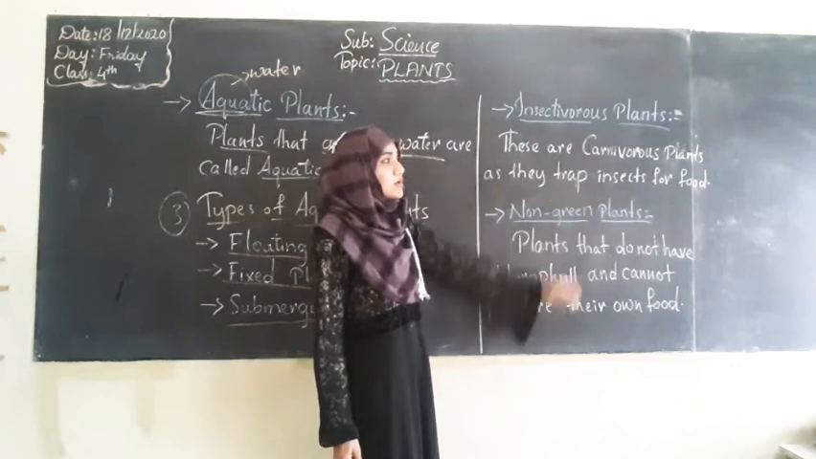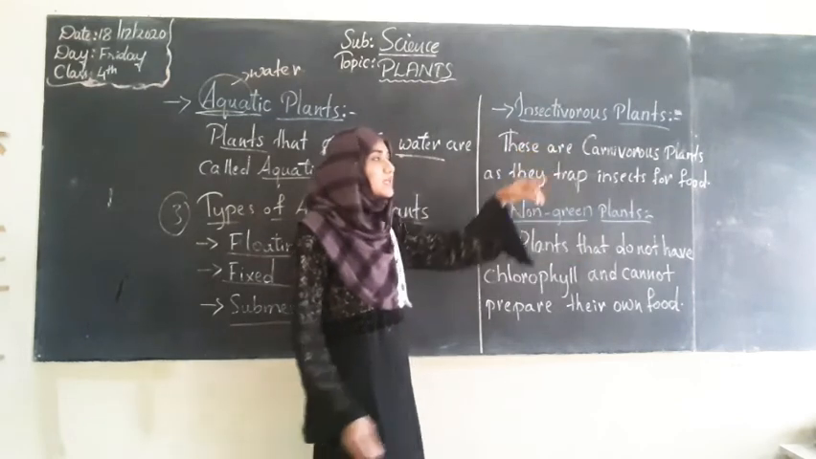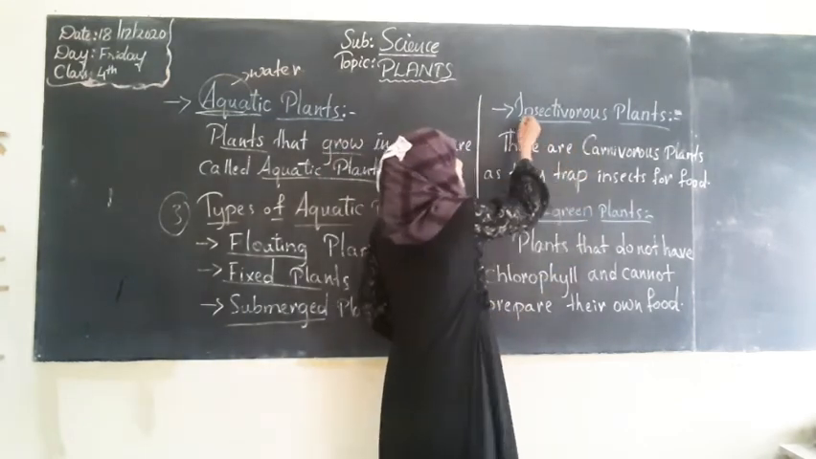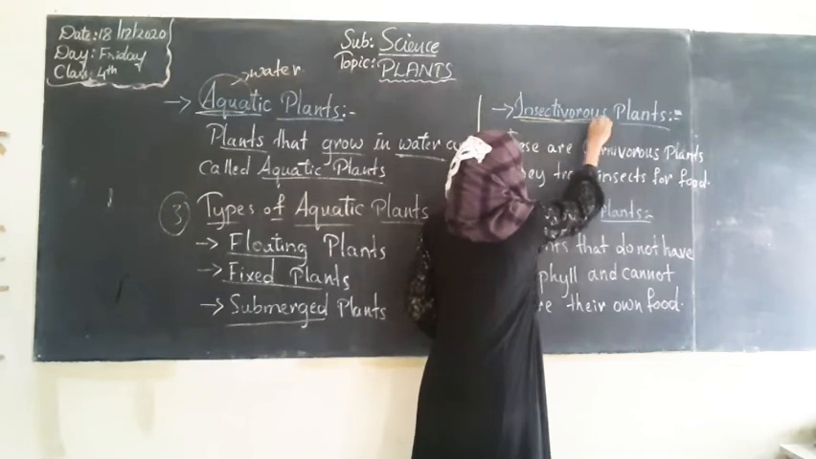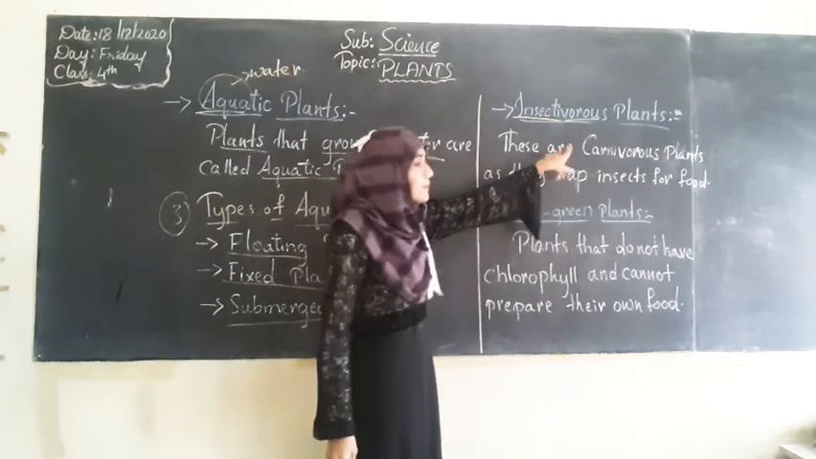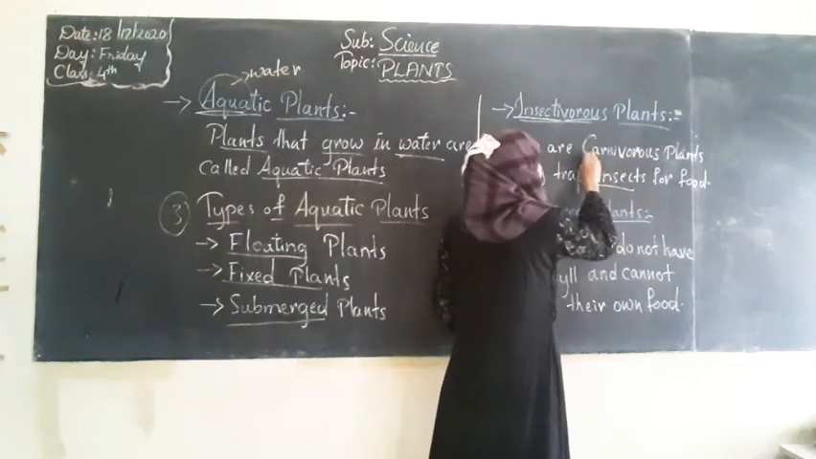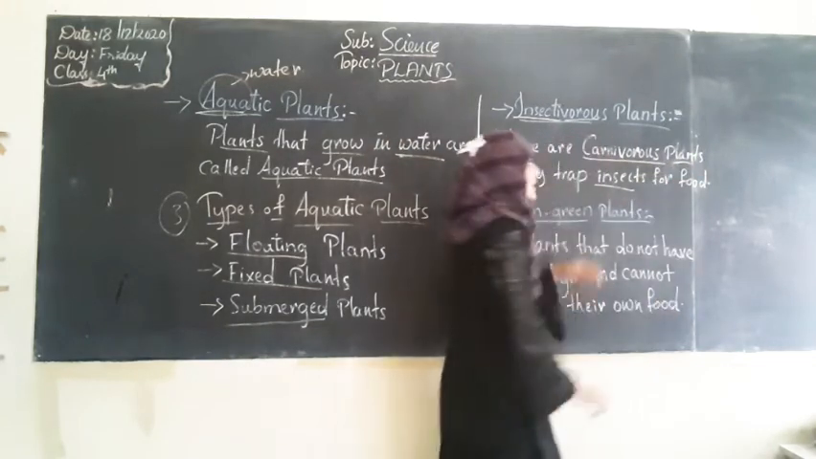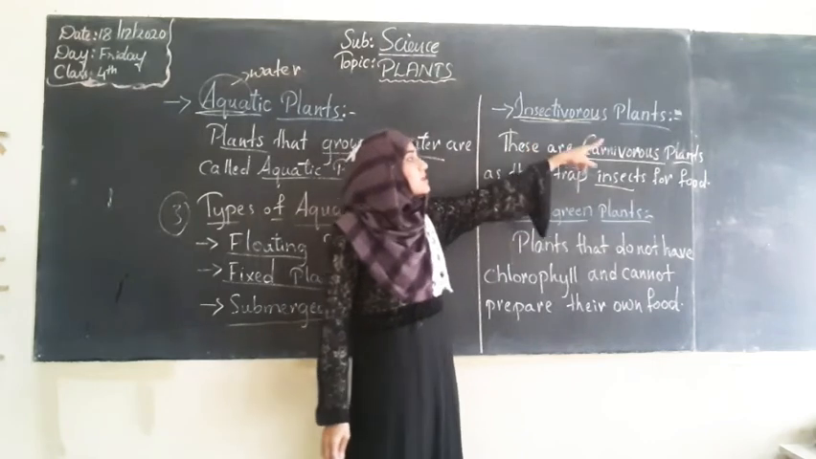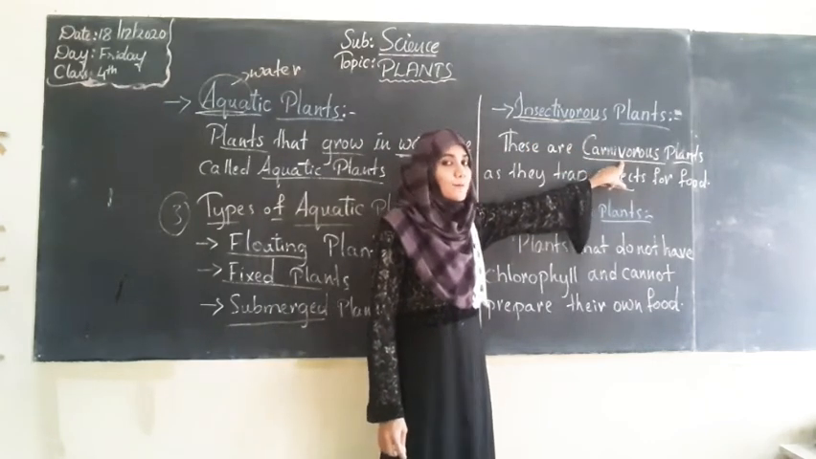Now insectivorous, even by the name itself we can identify what kind of plants they are. Insectivorous means these are the plants which eat insects. So hence they are called carnivorous plants. Insectivorous plants are also called carnivorous plants.